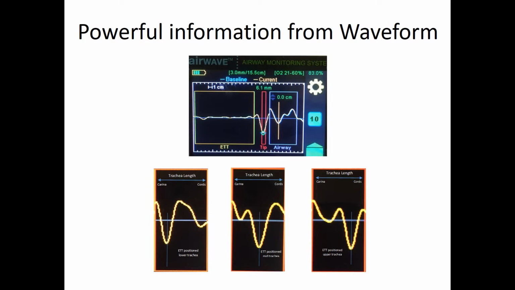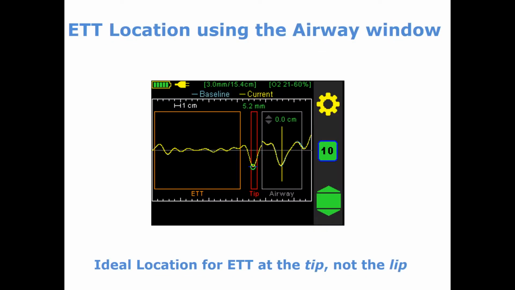If I'm looking for a position for a baby with a 3.0 or a 2.5 tube, I'm happiest with that left box. Might be a little low, but I like the position of the tube being closer to the carina. Certainly, I don't want it closer to the cords. And midline for a tiny baby might be a little high. So when we use this waveform, and we use that airway window, as we call it, on the right, we can find the ideal location for the ETT at the tip, not at the lip. And you see this immediately upon beginning to monitor.